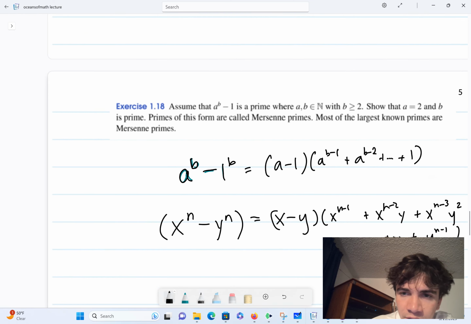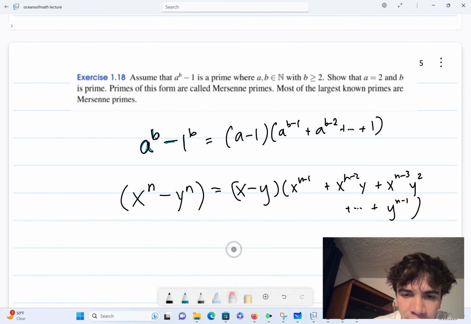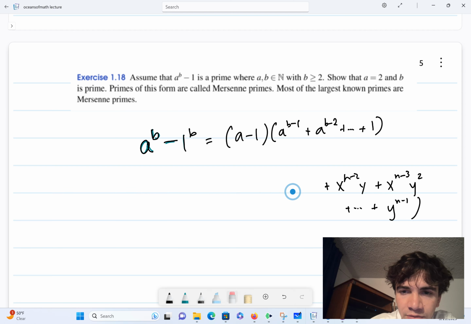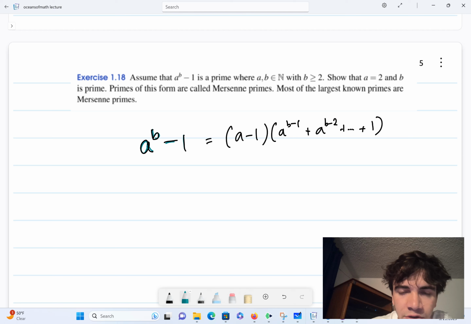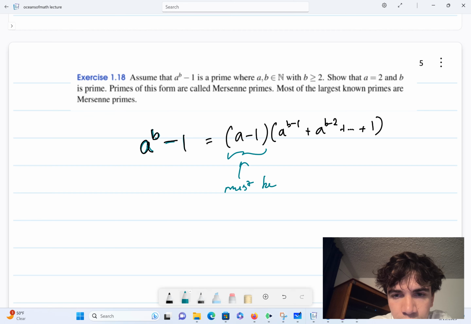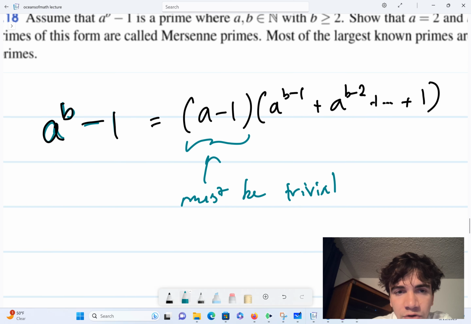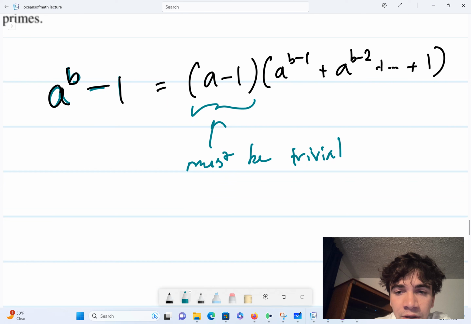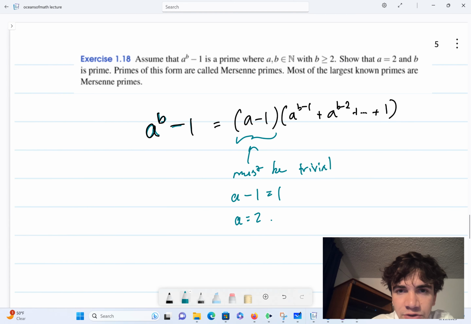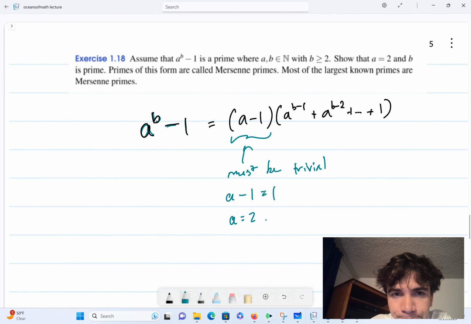Okay? And so by factoring this number, if we want a to the b minus 1 to be prime, then we need to require that it has no non-trivial factors. In particular, a minus 1 must be trivial, excuse me. If it's a non-trivial factor, then a to the b minus 1 can't be prime. So that means that a minus 1 is equal to 1, and so a is equal to 2. All right, and so that's the first part of the problem, that a equals 2.